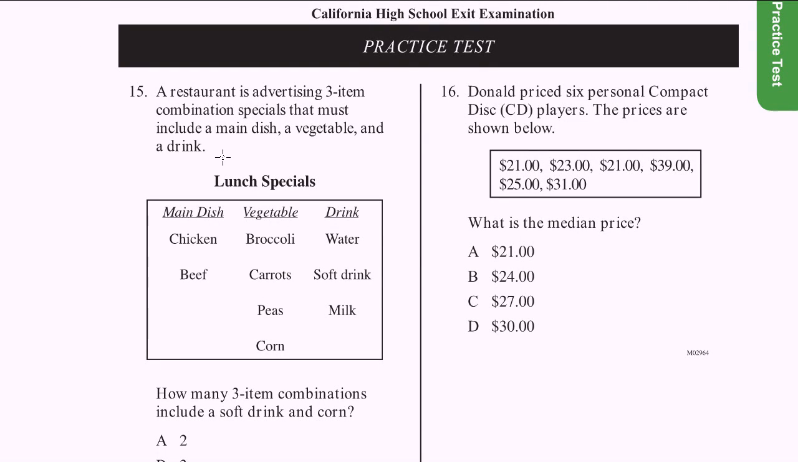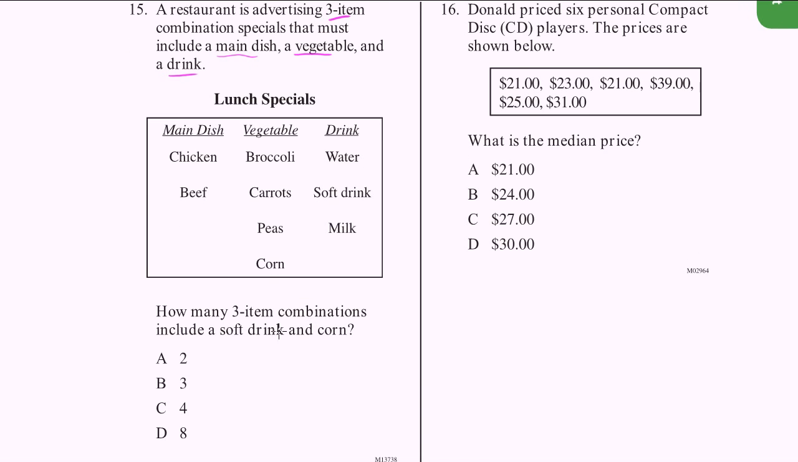Problem 15. A restaurant is advertising 3-item combination specials that must include a main dish, a vegetable, and a drink. Okay, so you have to have at least one of these. And so what are they going to ask us? How many 3-item combinations include a soft drink and a corn? So 3-item combinations that include a soft drink and a corn.